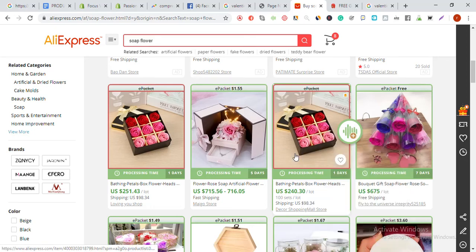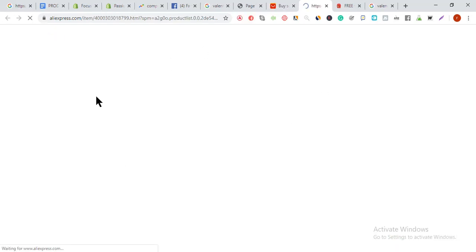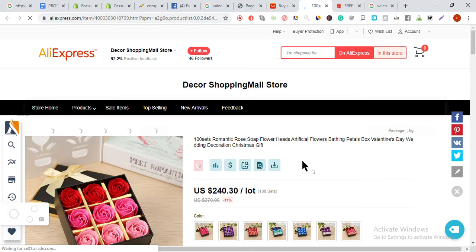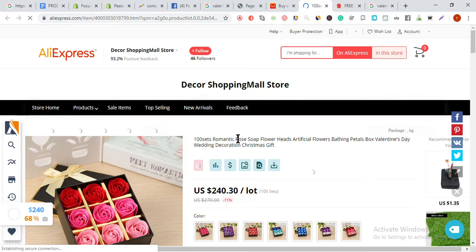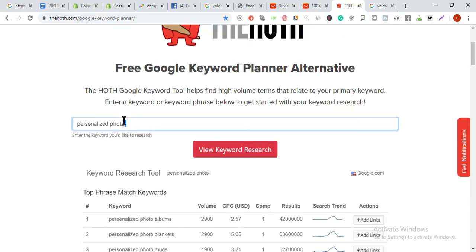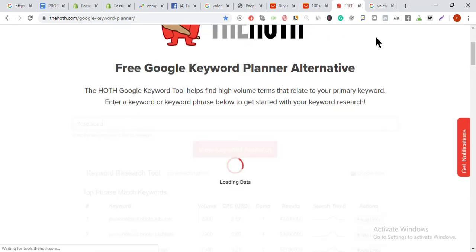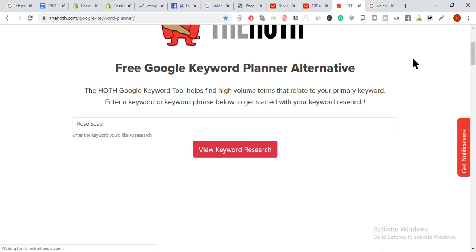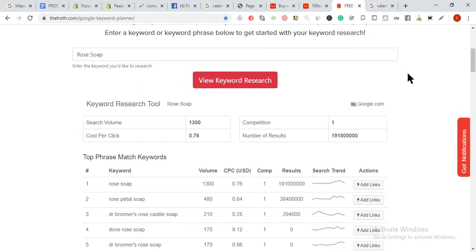Bathing pearls, petals. Let's check the traffic. Rose soap. Okay. Let's check it. Maybe this one will give us big search volume. There. I think this is for trying. A 1.3. That's good enough. It's just low because it's specific.